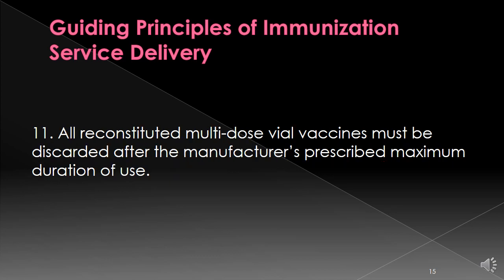Guiding principle number 11, all reconstituted multi-dose vial vaccines must be discarded after the manufacturer's prescribed maximum duration of use. That means every time you have reconstituted a vaccine, always remember to read the instructions from the manufacturer on the label. There will usually be a maximum time duration within which that vaccine must be used. And if it is not used within that time duration, it should be discarded. Those instructions must be followed very strictly because they speak to the potency of the vaccine.